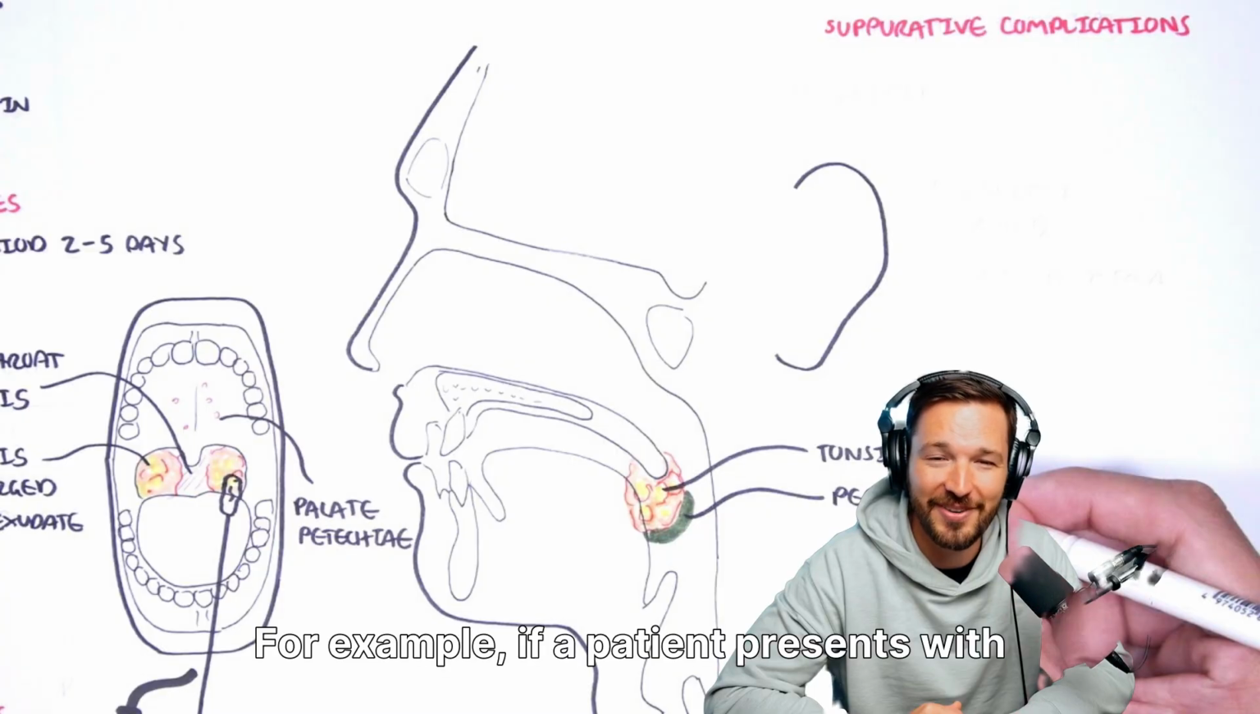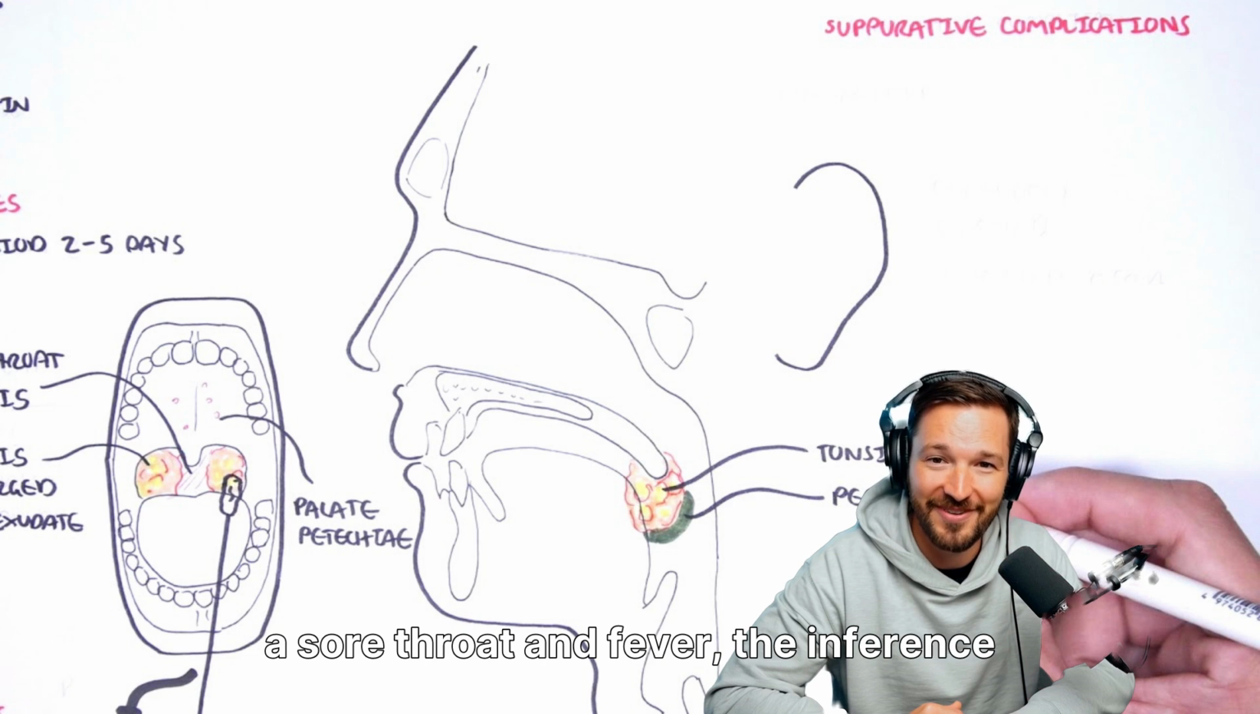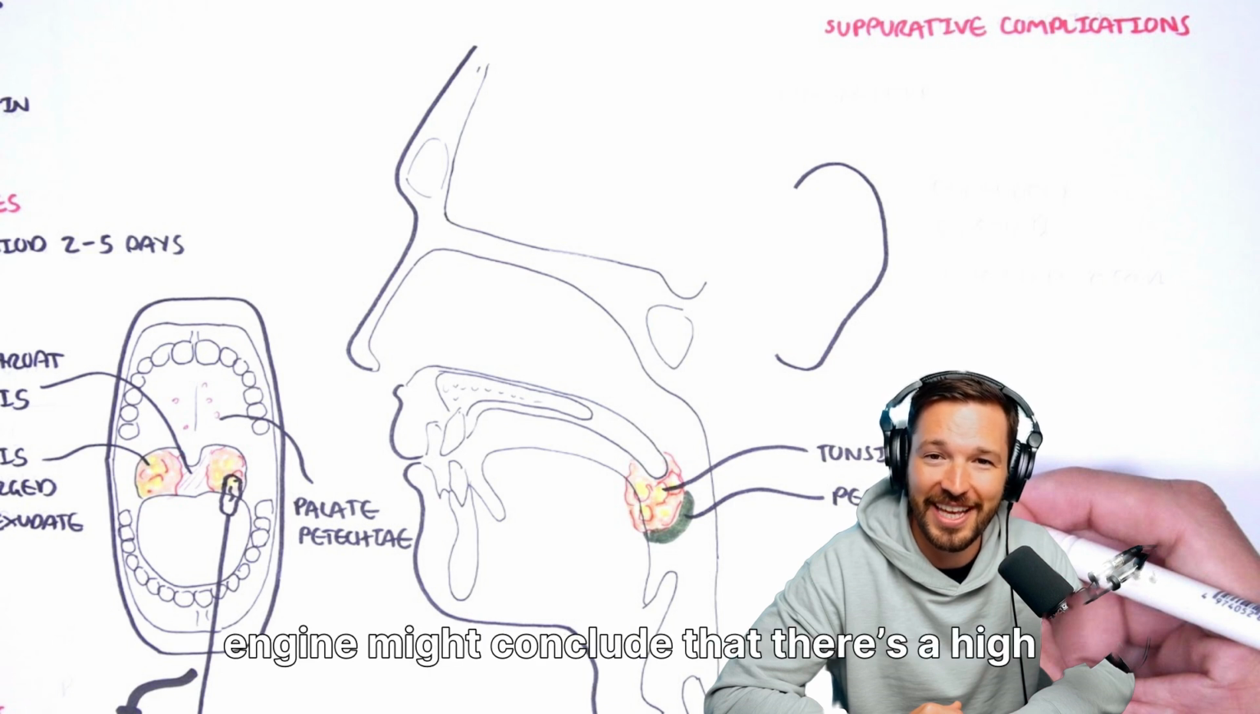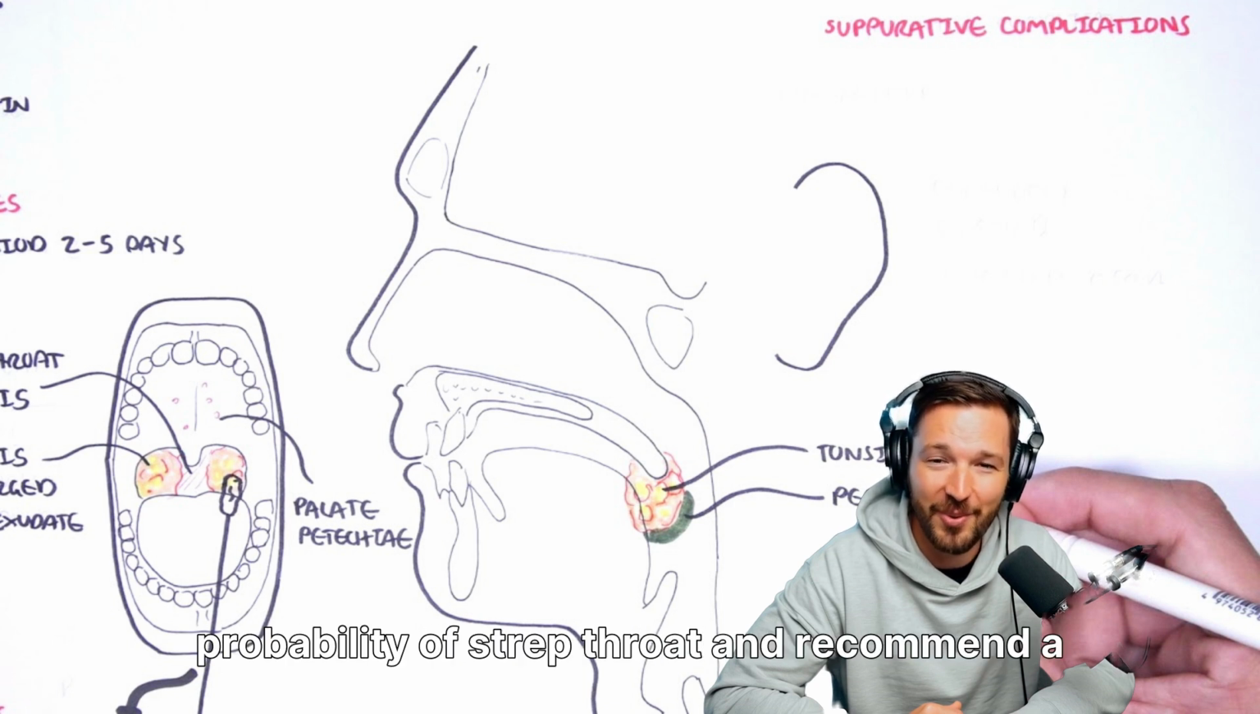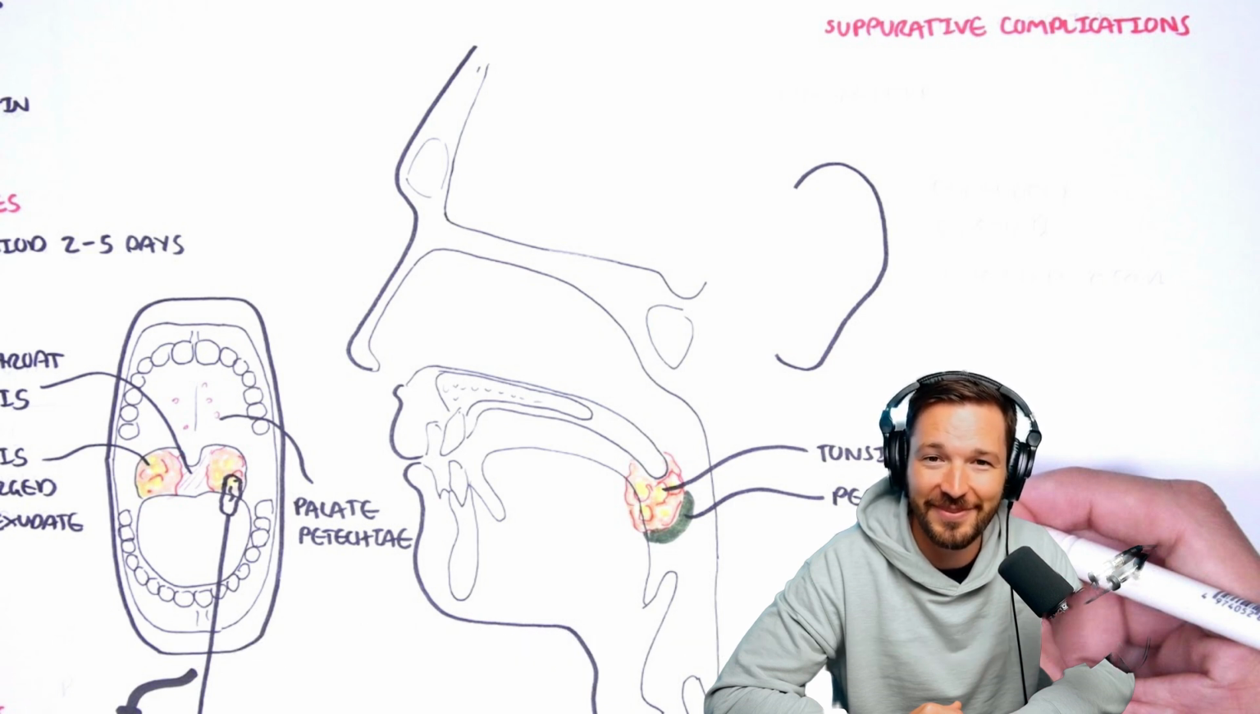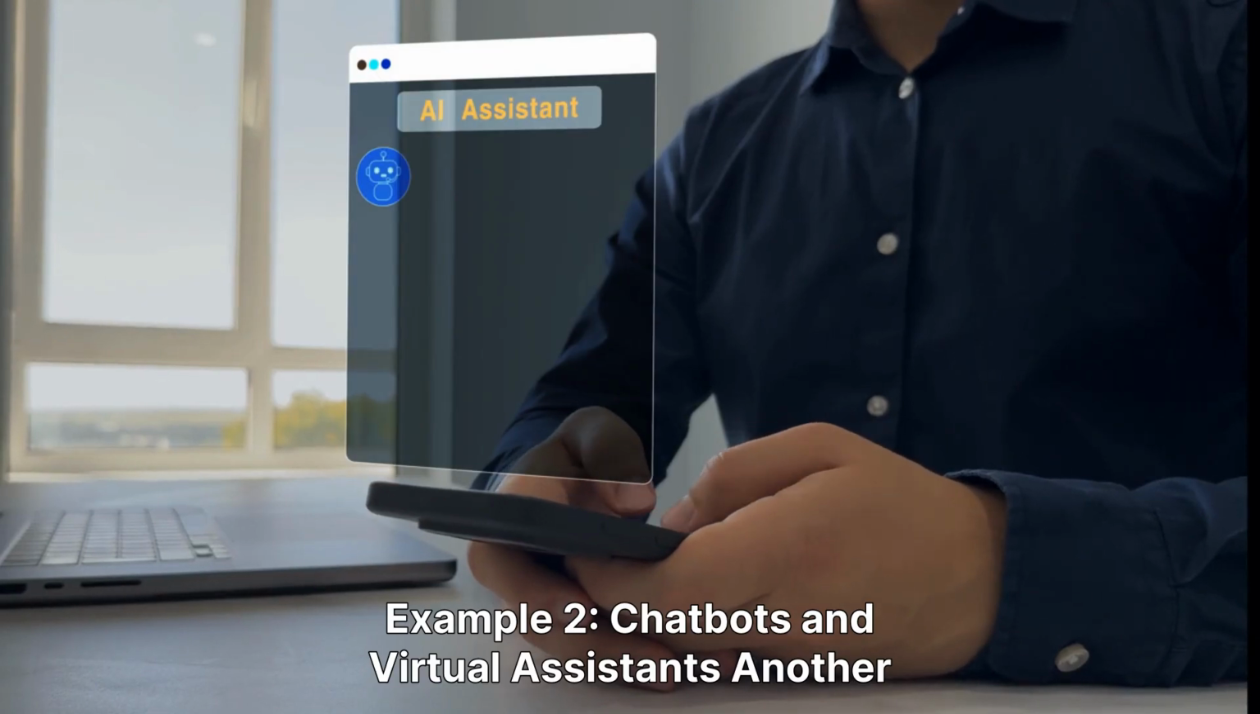For example, if a patient presents with a sore throat and fever, the inference engine might conclude that there's a high probability of strep throat and recommend a strep test. Example 2. Chatbots and virtual assistants.